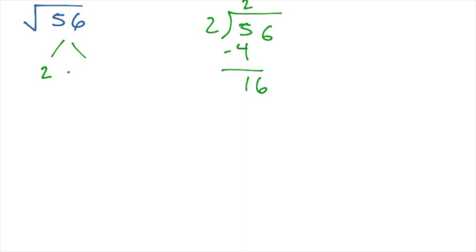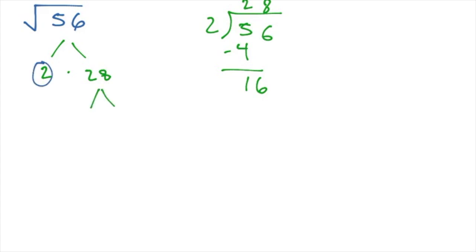2 goes into 16 how many times? 8. So that means 2 times 28 gives you 56. Can I break down 2? I cannot. It's a prime number, so I'm done with that one. So 2 is done. But can I break down 28?